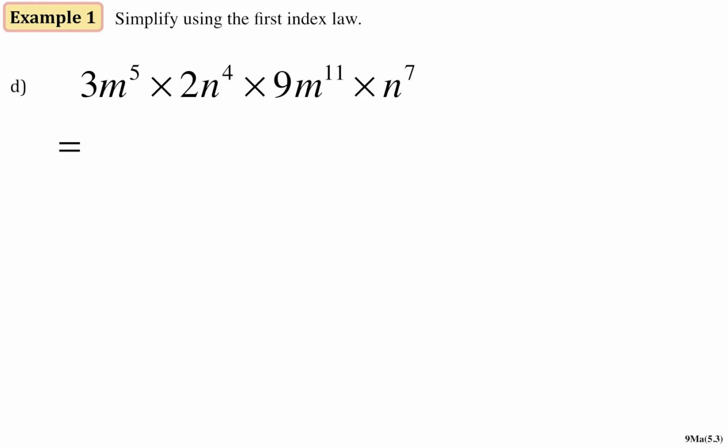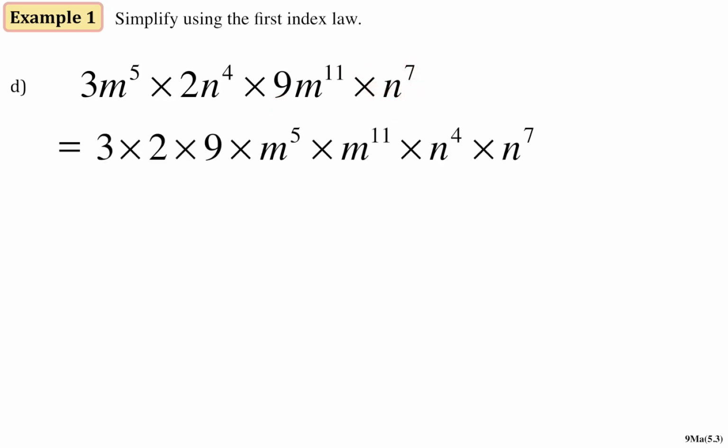Well, let's try and expand it a little bit, make it a little bit messier. The rules are still the same though. Look in front of the m to the power of 5, it's a number 3. In front of the n to the power of 4, it's a number 2. In front of m to the power of 11, it's a number 9. There's nothing in front of the n to the power of 7, so it's like a 1, but we don't need to write it. So I could actually split that all up if I wanted to.